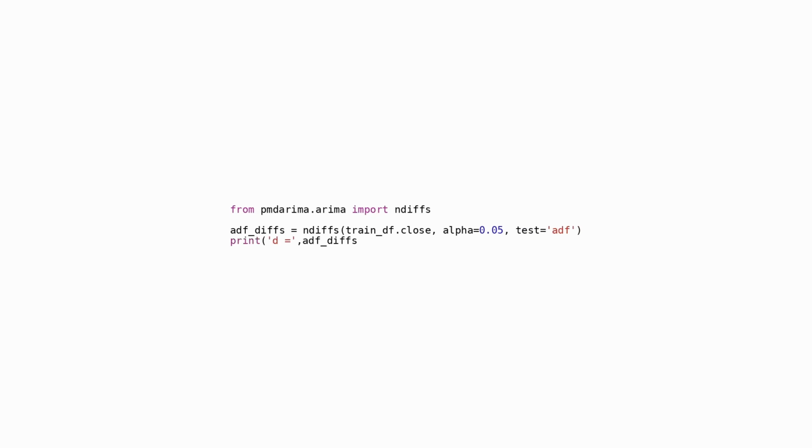This code uses the pmdarima package to determine the optimal number of differencing terms in an ARIMA model for time series analysis. Specifically, it imports the ndiffs function from the pmdarima module, applies it to the close column of a data frame called train_df, and uses the augmented Dickey-Fuller test with a 5 percent significance level to determine the recommended order of differencing D. The resulting number is saved in a variable and printed as the suggested number of differences needed to make the time series stationary.